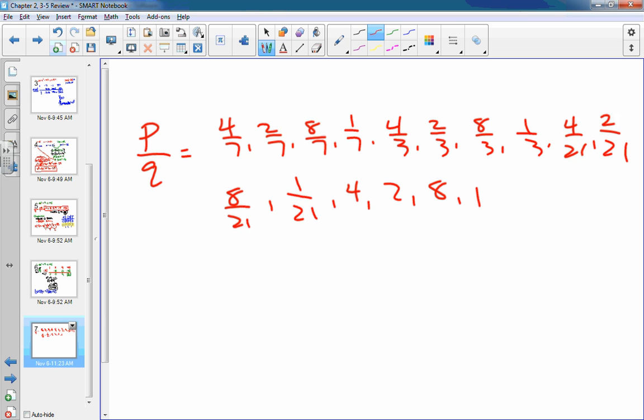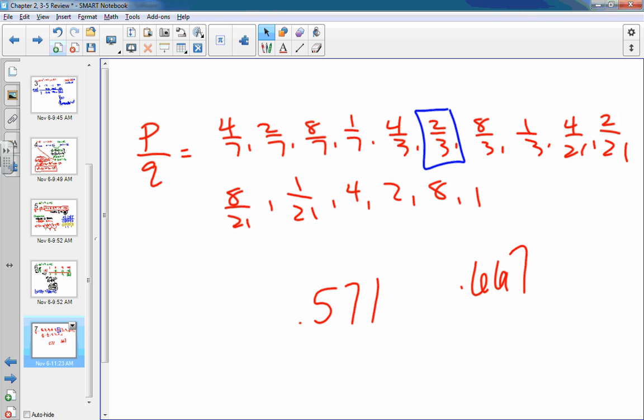Okay, thank you, Haley. That's her complete list of P over Q values. Now, we got 0.667. You know where that is? That's right there. Agree? The other one is going to be what? 0.571. Can you tell me what decimal up there looks close to a half?